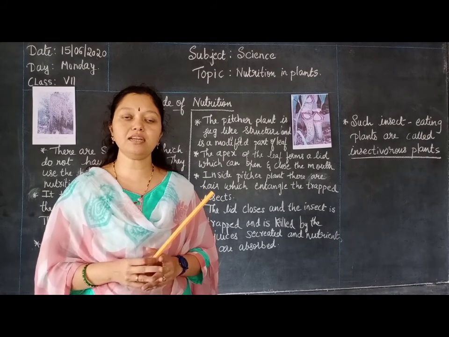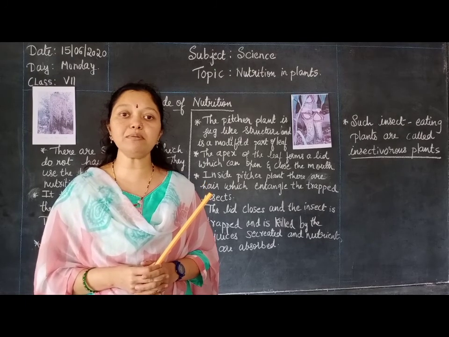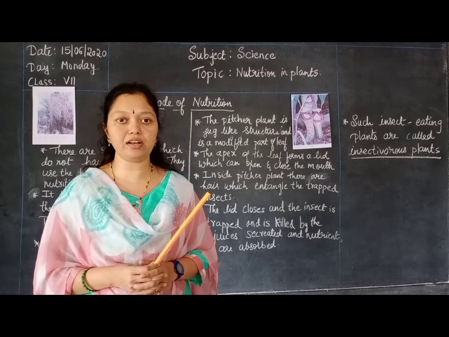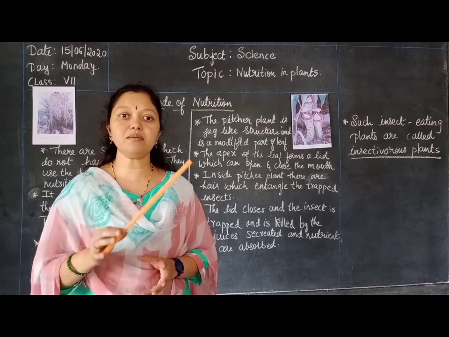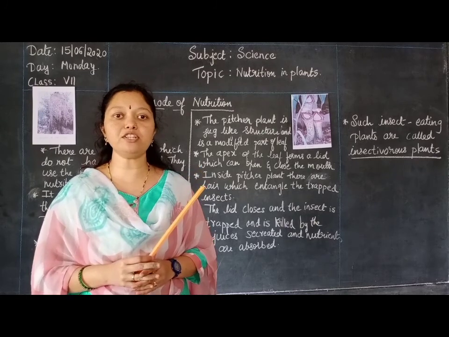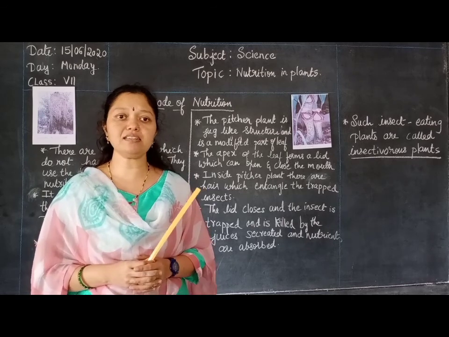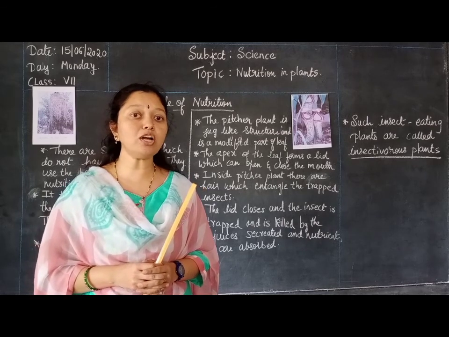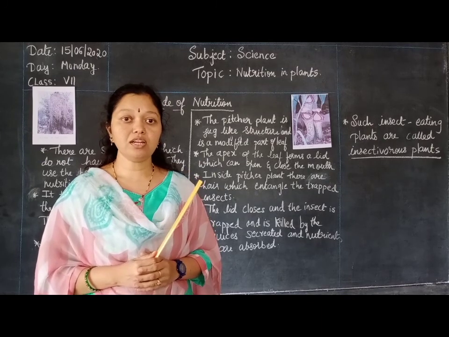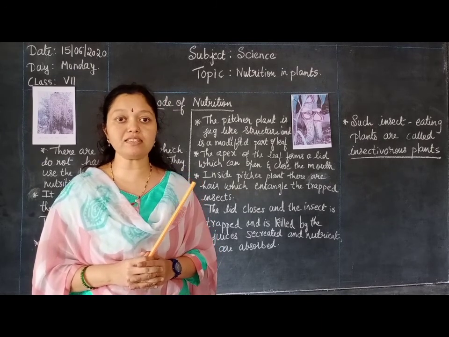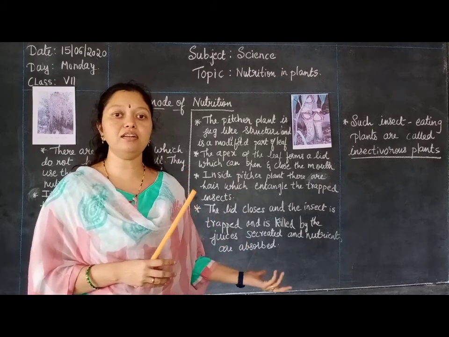I told you that in photosynthesis, plants have a green pigment called chlorophyll. That is why they are green in color, and it is the most important component required for preparation of food. But in some plants chlorophyll is not present. Then how will they prepare the food? They will not prepare the food. This is the type of nutrition we are learning today.